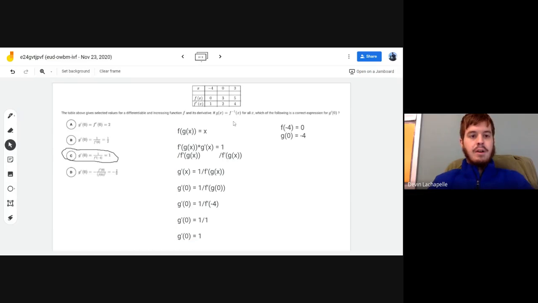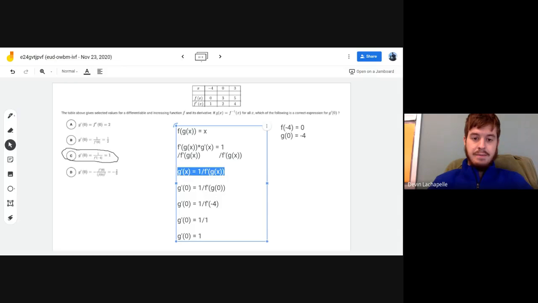Hope that helped a little bit. Again, as I said, g prime of x equals 1 divided by f prime of g of x is just the general form. So if you ever come up against a question like this in the future, you can just try to memorize this or know that you can derive it from the chain rule. Either way will work.